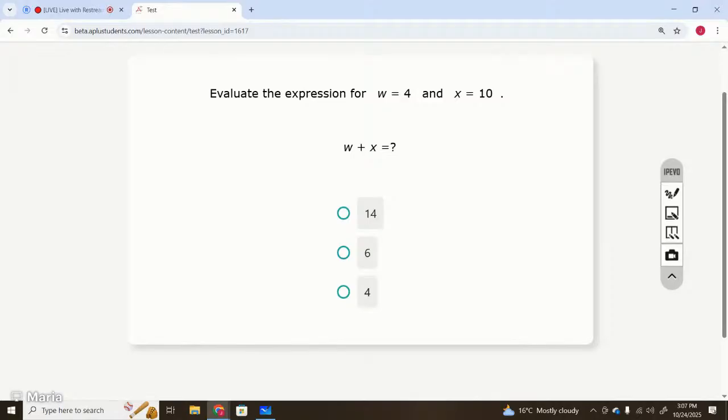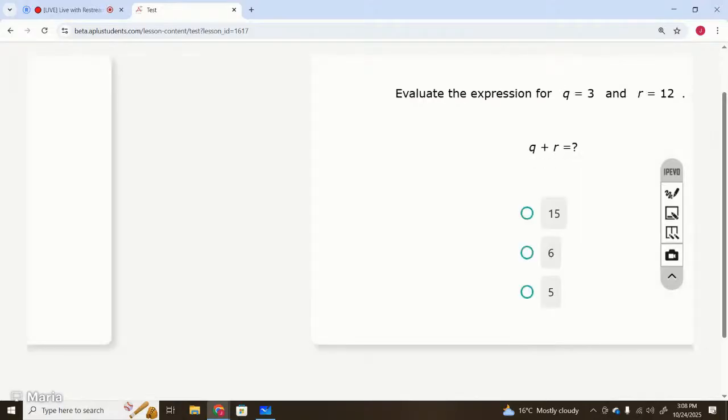Evaluate the expression for w equals 4 and x equals 10. w plus x equals 14. Option number 1 is the correct option.